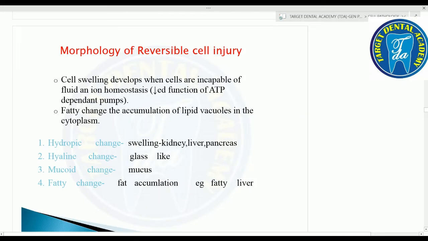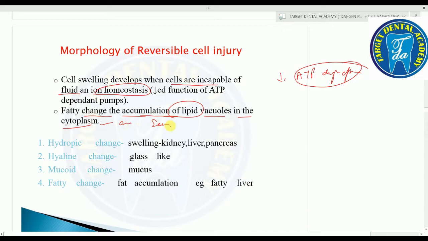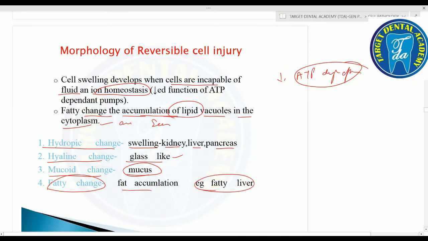So the cell swelling develops when the cells are incapable of fluid or ion homeostasis, in which there is a decreased function of ATP dependent pumps. The fatty change: in fatty changes, the accumulation of lipid vacuoles in the cytoplasm is often seen. So in this there are 4 types of changes. The hydropic changes, in which there is a swelling in the kidney, liver and the pancreas. The hyaline changes, it is glass-like. The mucoid changes, it is mucus. And in the fatty changes, it is a fat accumulation, for example in the fatty liver.